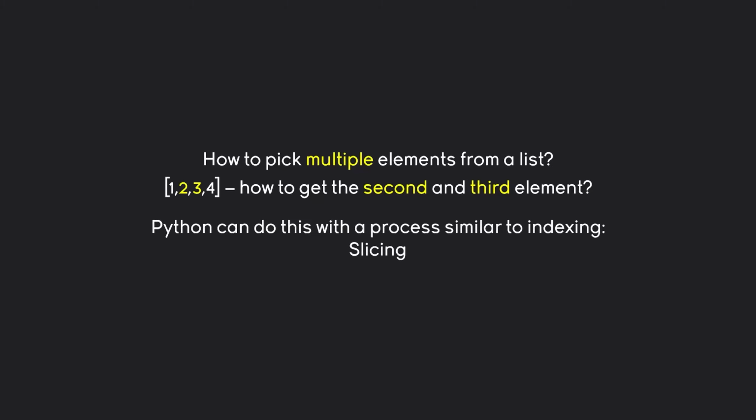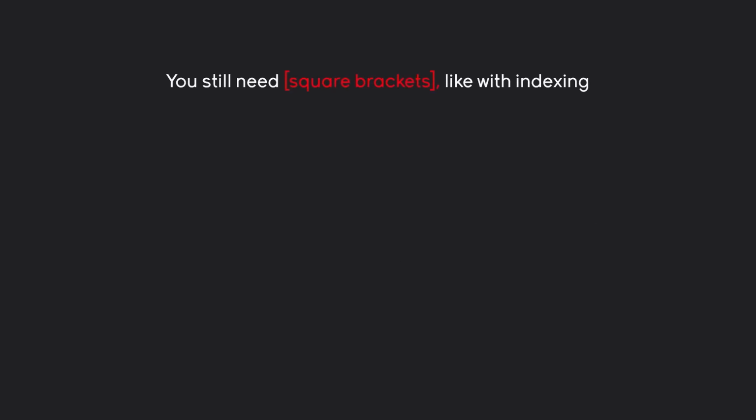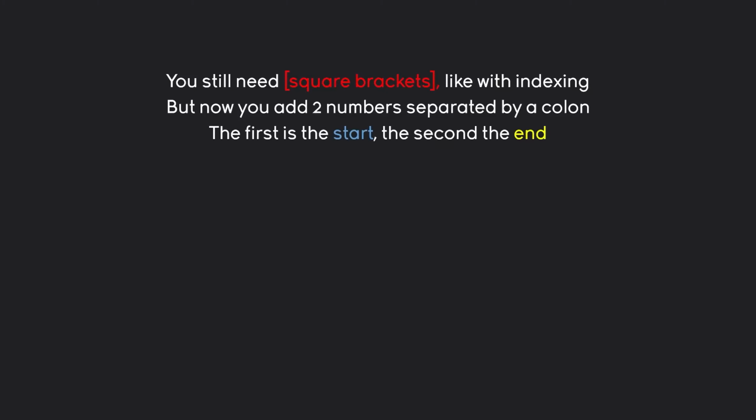Right now we can only pick a single element. Fortunately, Python can do this with something that is very similar to indexing, and that is slicing. How this works is you are still going to need square brackets, like with indexing. But now, instead of adding one number, you are adding two numbers separated by a colon. The first number is the start, and the second number is the end value. For example, it could look something like this.